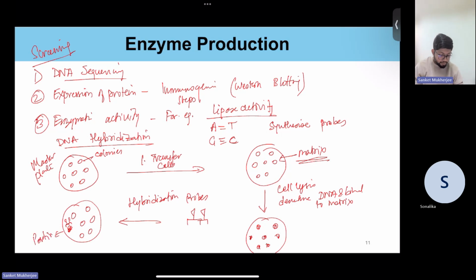So when you know this is the positive clone, you can take the master plate, you will go and isolate the DNA from here, and you will go for the further steps, right? These probes are usually radioactive. There could also be fluorescent probes and other forms of probes, which can be used, right?